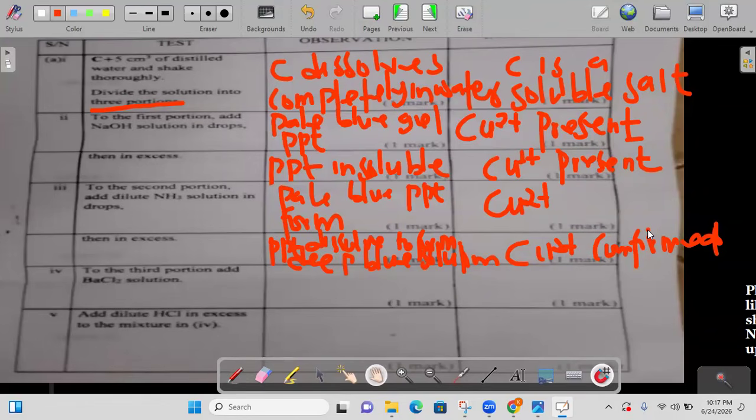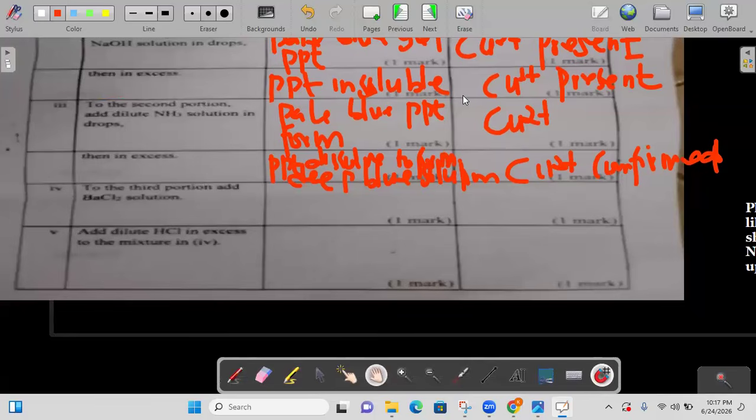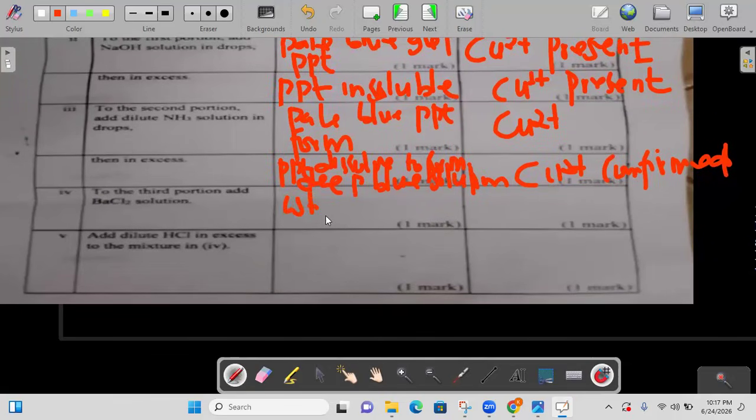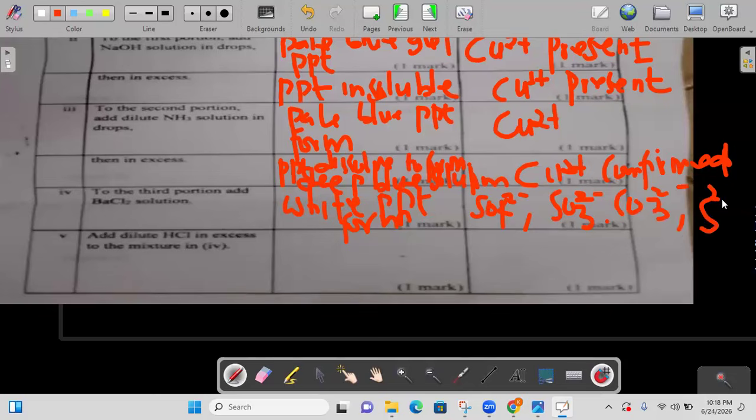Now, what happens next? We have confirmed copper. So to the third portion now. We want to test the third portion. It says add barium chloride solution. What are you going to see? You're going to see a white PPT form. What does that tell us? There are 3 radicals that can be present. SO4 2 minus can be there. XO3 2 minus can be there. CO3 2 minus can also be there. Or X2 minus can be there. Are you getting it? These are the possible radicals we see.